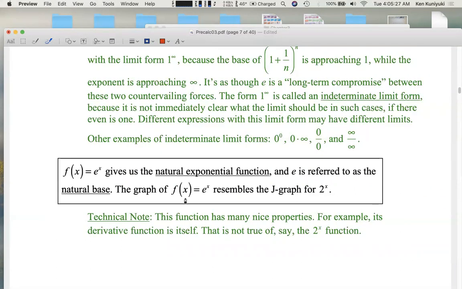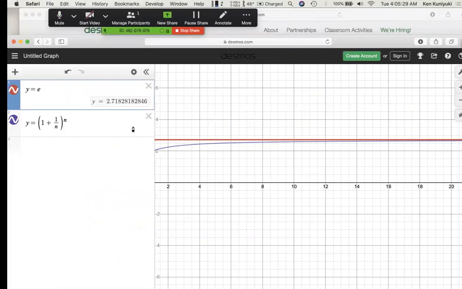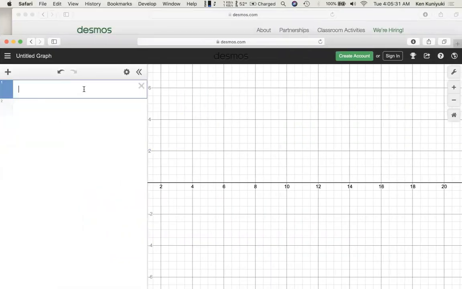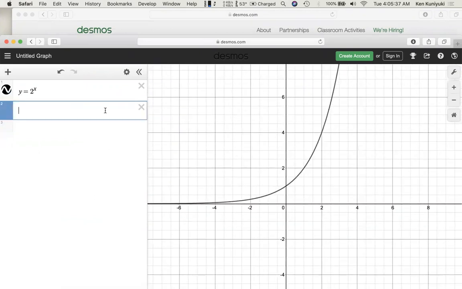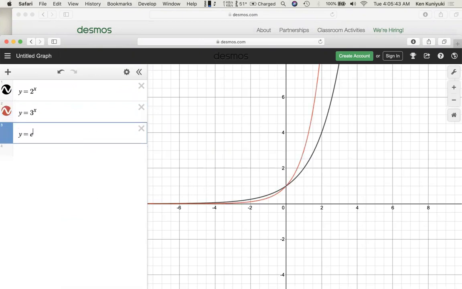Anyway, what about the graph of y equals e to the x? Well, we've seen these things before. Here's y equals 2 to the x. All right, here's y equals 3 to the x. Remember, e is about 2.7. Y equals e to the x. It's this blue graph that's between the red graph and the black graph. E is just a number. It's about 2.7. So y equals e to the x graphs as a J-curve.